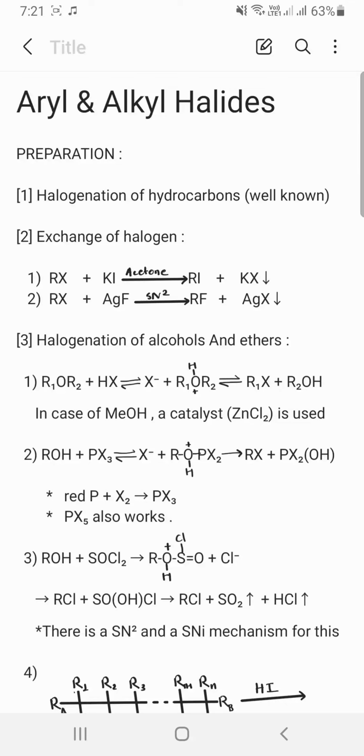Okay, so it's revision. Halogenation of hydrocarbons, that's well known.